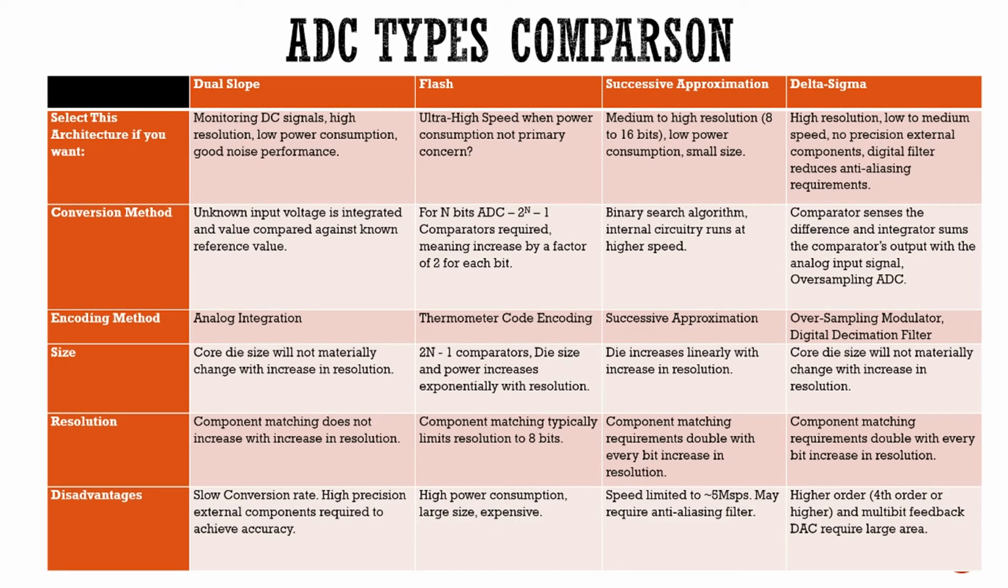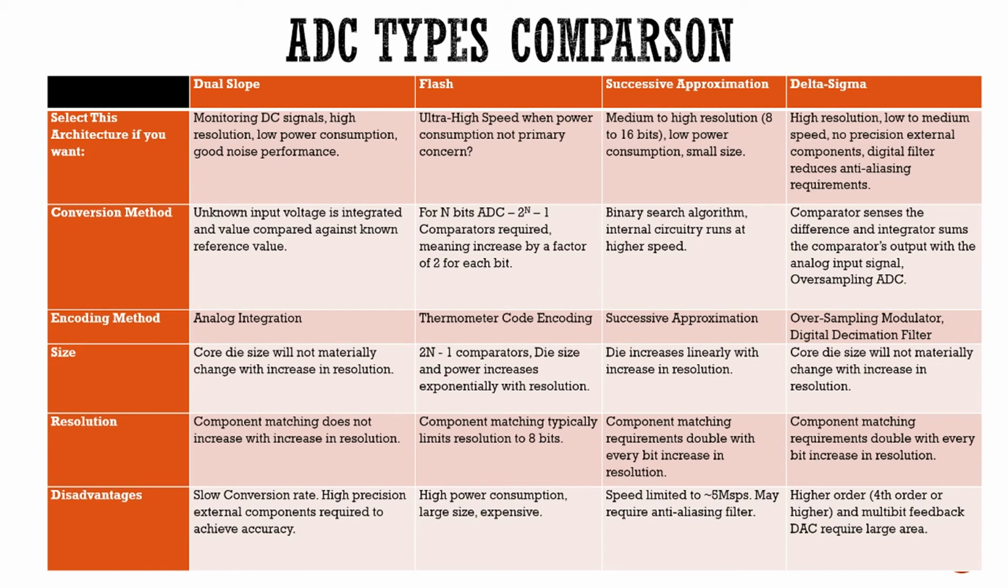Now a comparison of all the ADC types that have been discussed so far has been presented by considering different parameters. However, we are going to focus on the first row, which tells you which ADC architecture you would need for what kind of application. As can be seen, the dual slope ADC is good when you need high resolution and low power consumption. However, flash ADC is the best when you're looking for ultra high speed when power consumption is not a concern, as it uses a lot of components for its use.